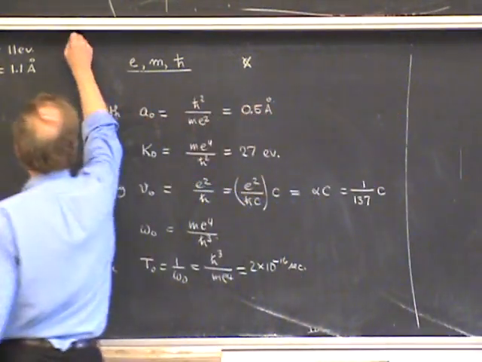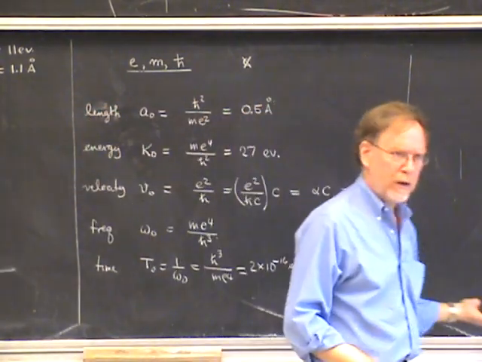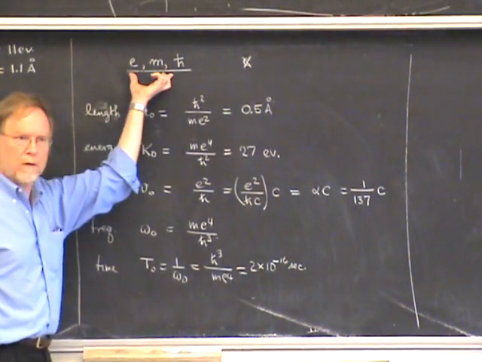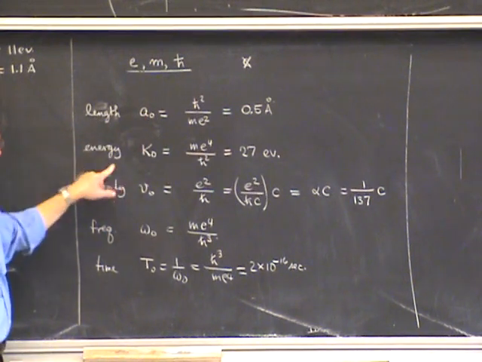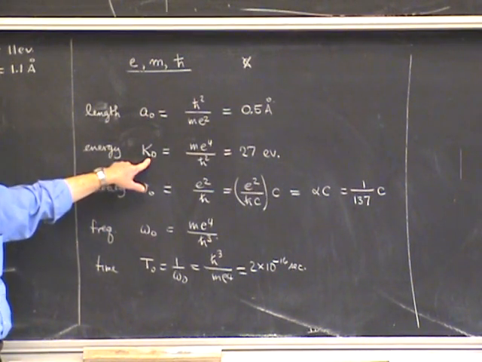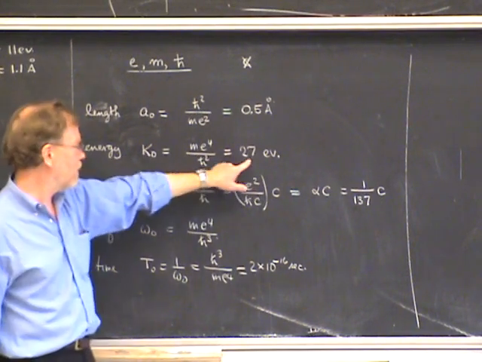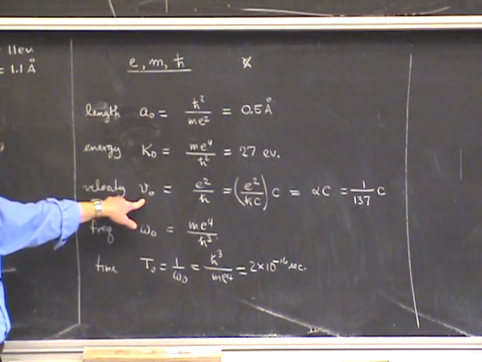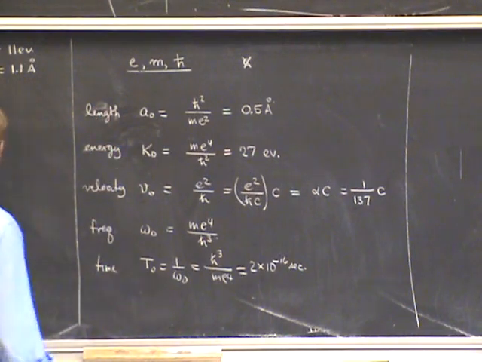Now, these fundamental physical units of distance, energy, and so on, in fact, are exactly the same ones that arise in the hydrogen atom. And the reason is the same: you've only got these three physical constants to work with. So, for example, this A0 is the same as the Bohr radius. And this K0 here is actually twice the ionization potential of hydrogen, which, as everyone knows, is 13.6 electron volts, multiplied by 2 and you get this. This velocity, V0, is basically the velocity of the electron in the ground state of hydrogen and so on. So these are basically hydrogen numbers that are used here.